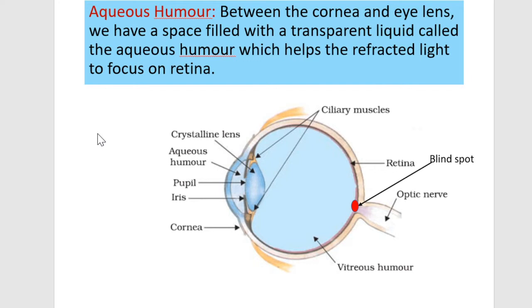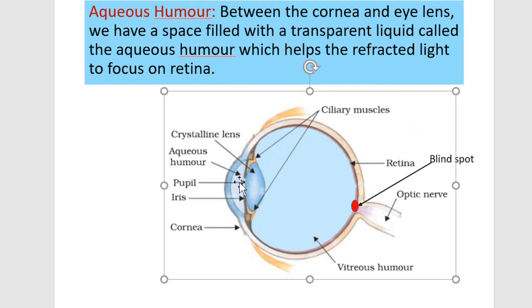The second refraction the light ray undergoes is with the help of the aqueous humor, right? Again it's a change in the medium, right? The mediums are changing. From the air it enters the cornea, then from the cornea the light ray passes through the aqueous humor. So there is a change in the medium, because there's a change in the refractive indexes, right? The aqueous humor is just a transparent liquid which helps the light to get refracted.